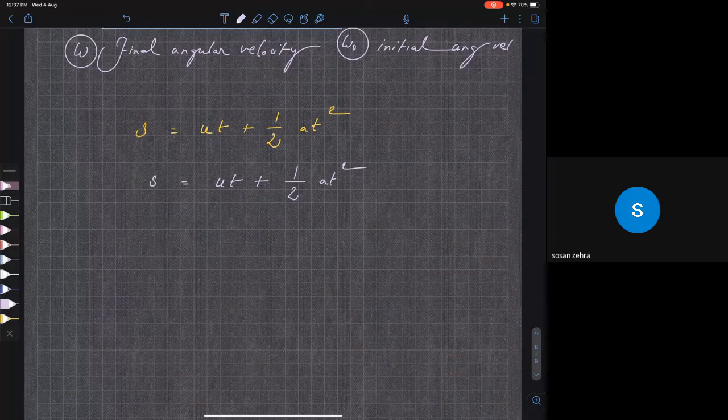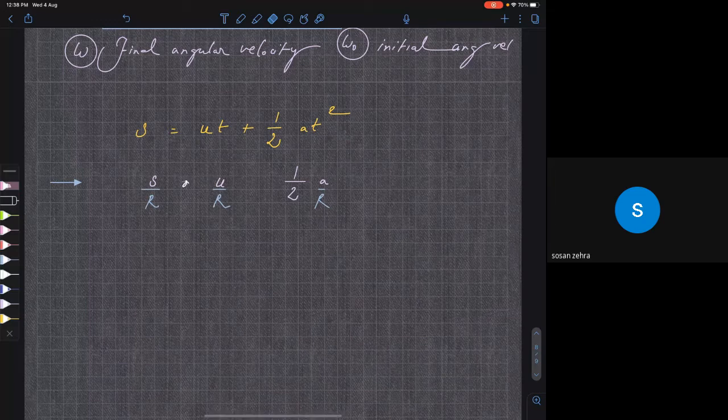Okay. Now what do we do? We divide by r. If we divide by r, what will we get? s by r, u by r, a by r. Clear?